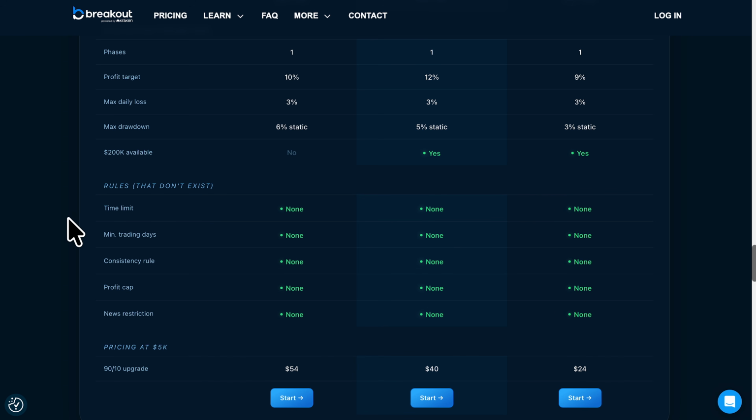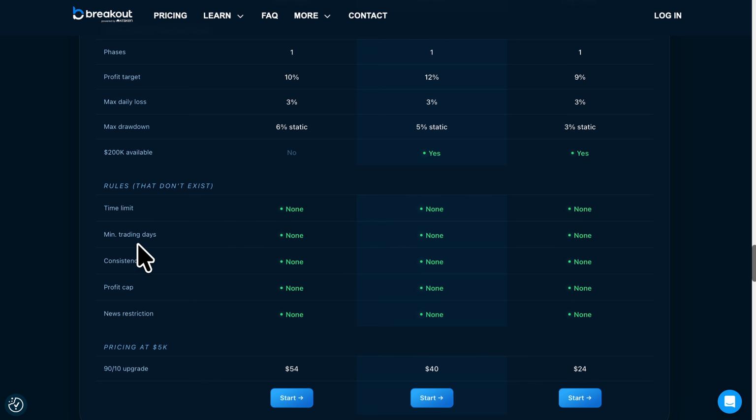Now, if you come here to time limit, there is no time limit. And what is the meaning of this time limit? Because there are some programs that give you a particular time or duration for you to pass that challenge. So they will tell you that you must pass the challenge in 10 days or 15 days, and if you don't pass the challenge in that time frame, that means that you lose the account. For Breakout, there is nothing like that.